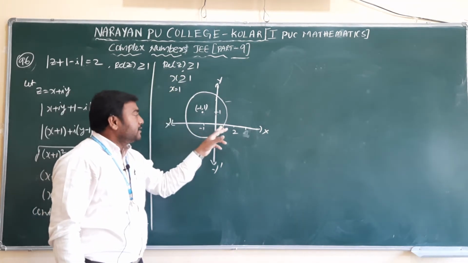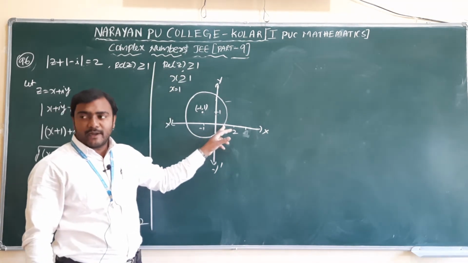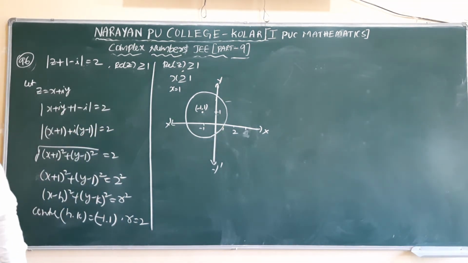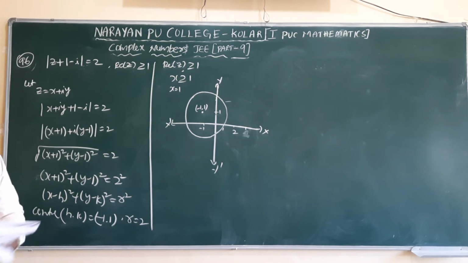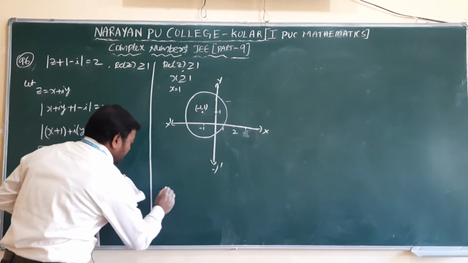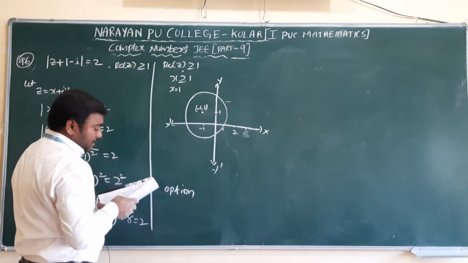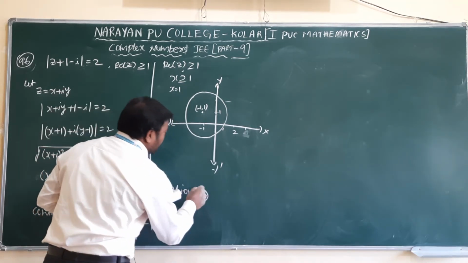The real part of z here, x, is greater than or equal to 1. We have to find the circle passing through only one point. So x is equal to 1. There is only one solution here. Exactly one solution. Option B is the correct option.